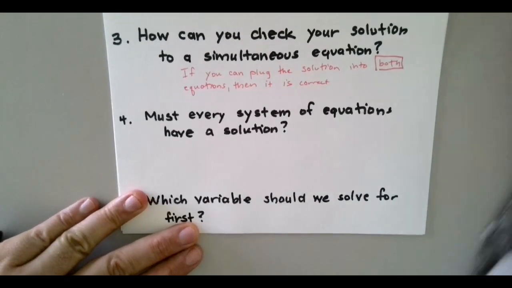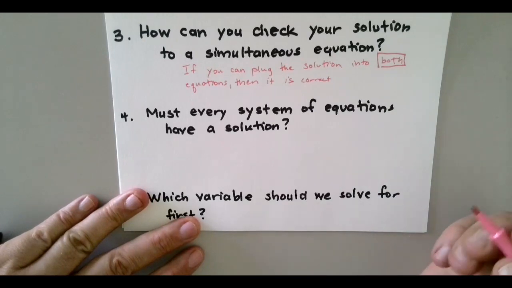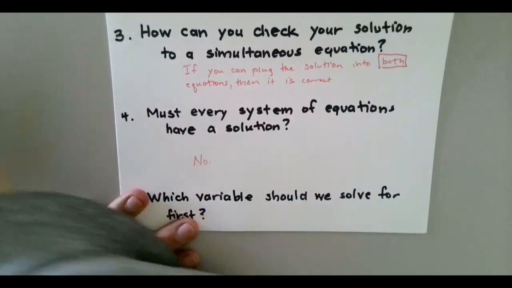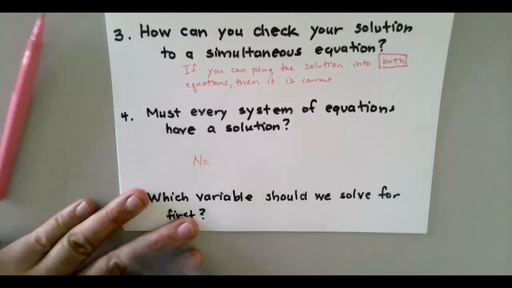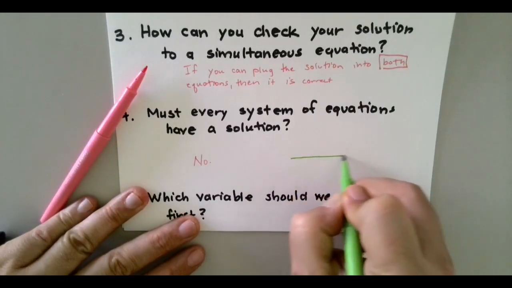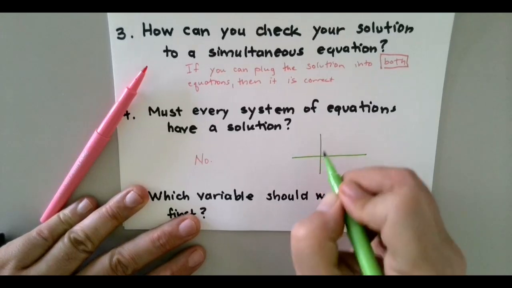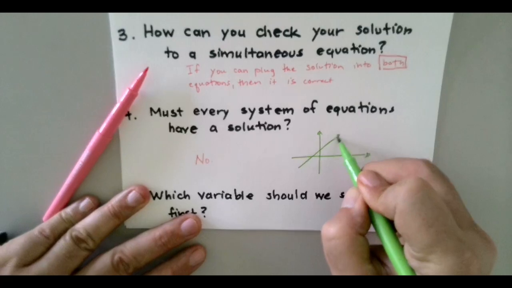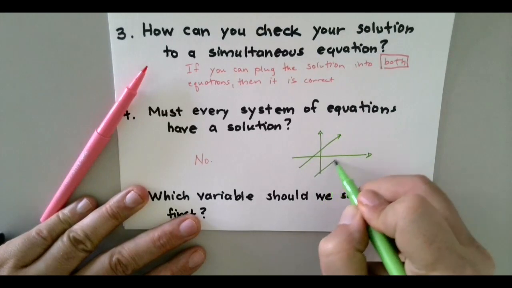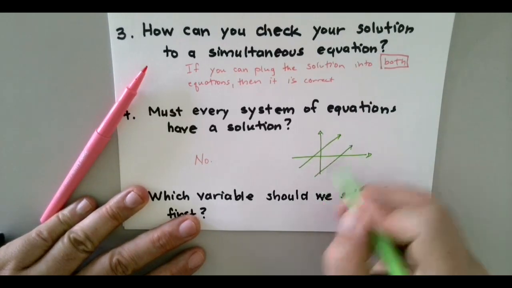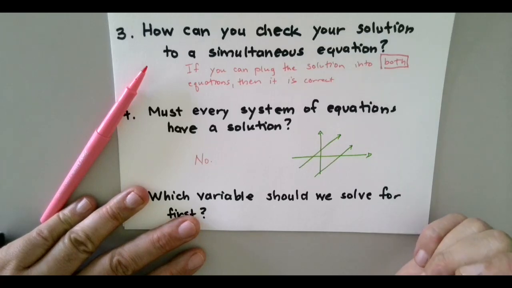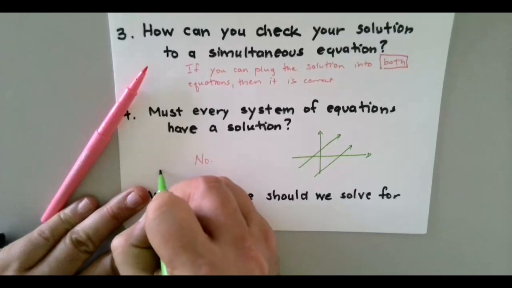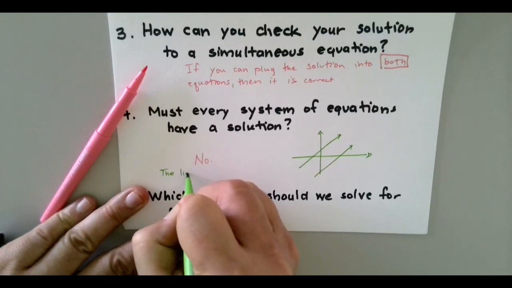All right, next, must every system of equations have a solution? The answer is no. And we saw this when we did graphing in section 5.1. So it is possible that when I graph it, I have something like this. I graph the first line and it goes like that. And then I graph the second line and it goes like that. And these never actually intersect, right? Lines that never intersect are parallel, right? So the lines could be parallel.